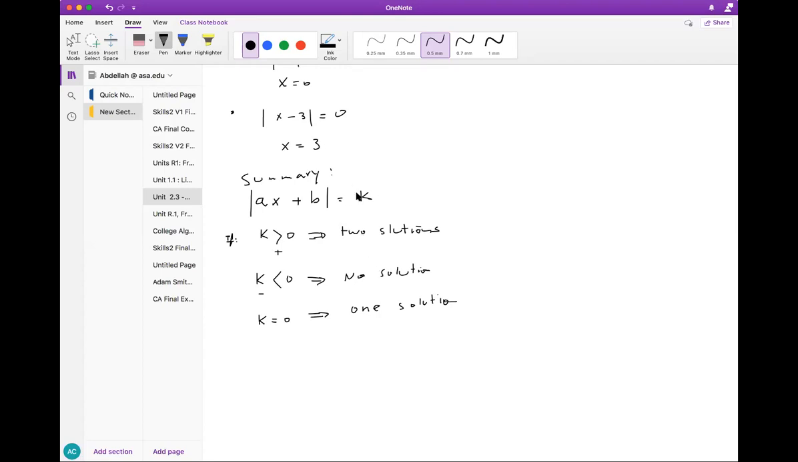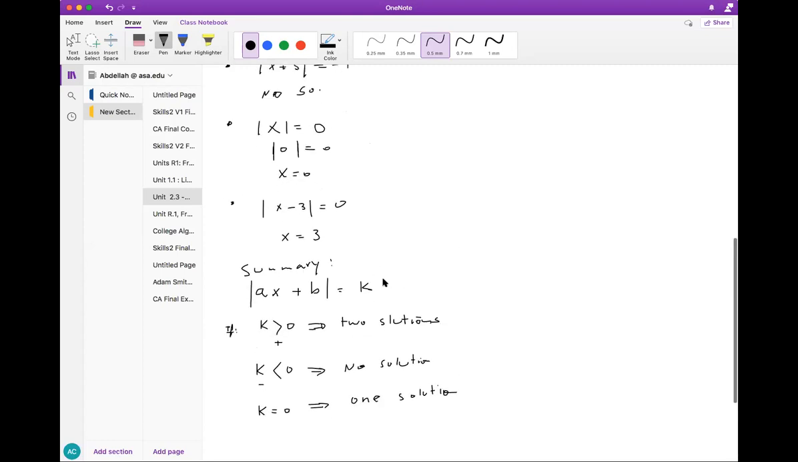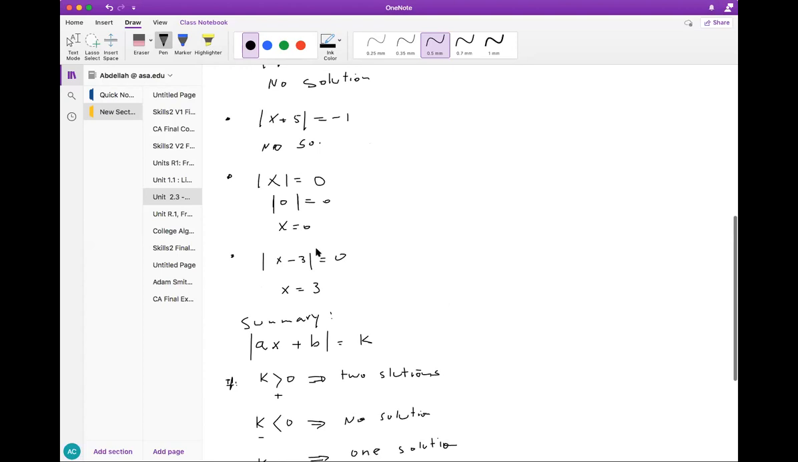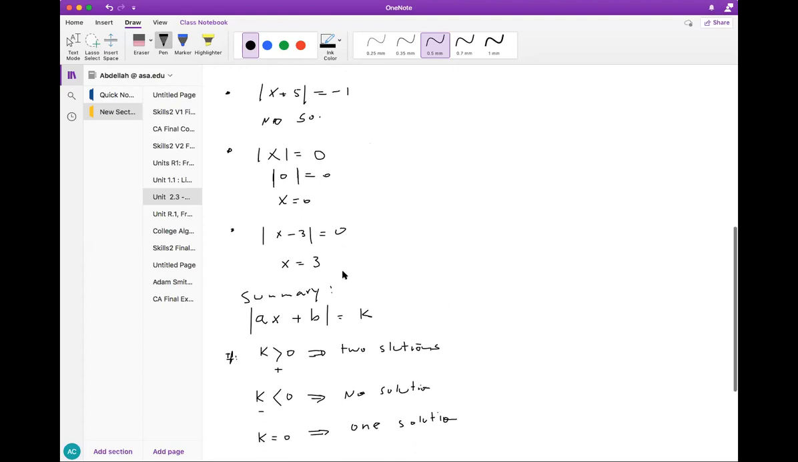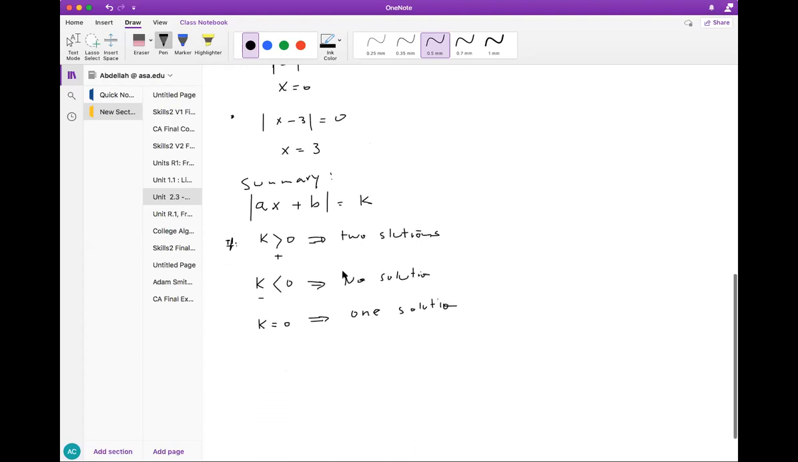If it's negative, you don't have to do anything, just say no solution. You don't need to explain it. And third case, if you have 0, then you're looking for exactly 1 solution. So basically when you have 0 here, just ignore the absolute value. Just solve it like you solve the linear equations that we learned last time, first degree equations.